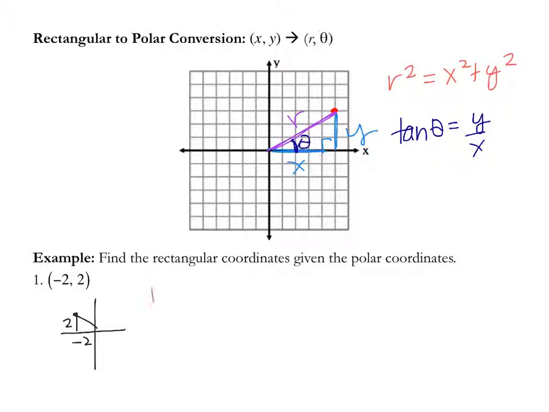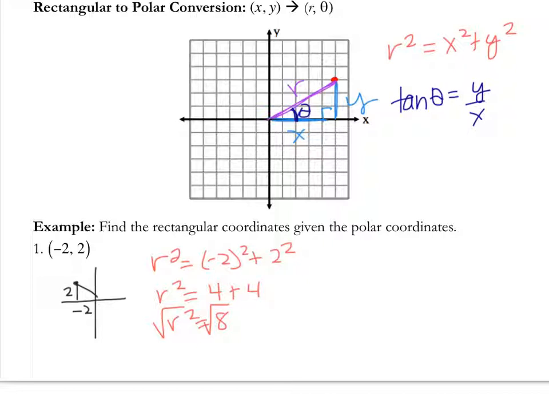So if I want to find r, r squared is going to equal negative 2 squared plus 2 squared. It's just Pythagorean theorem. R squared is equal to 4 plus 4. R squared equals 8, and we're going to take the square root, and we are going to do these as simplified radicals. So r is going to equal 2 radical 2. So that's the first part of the polar coordinate.